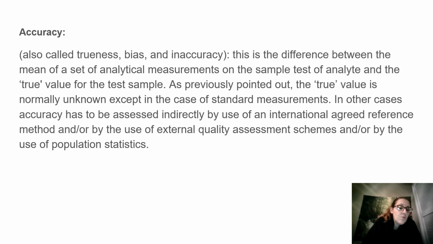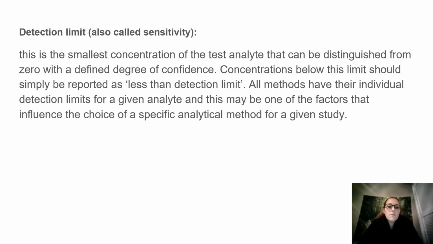Accuracy, also called trueness, bias, and inaccuracy. This is the difference between the mean of a set of analytical measurements on the sample test of analyte and the true value for the test sample. As previously pointed out, the true value is normally unknown except in the case of standard measurements. In other cases, accuracy has to be assessed indirectly by use of an internationally agreed reference method and/or by the use of external quality assessment schemes and/or by the use of population statistics.